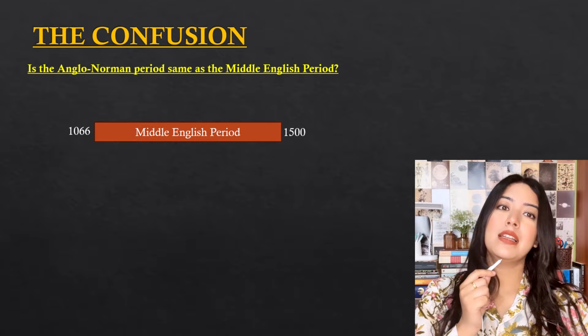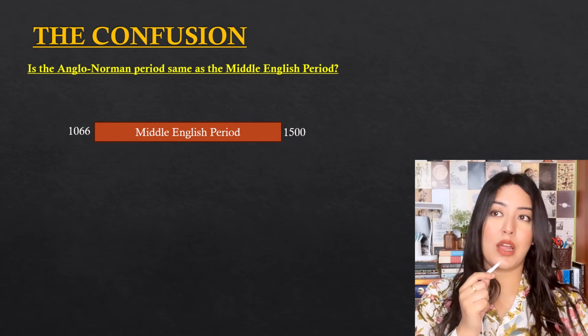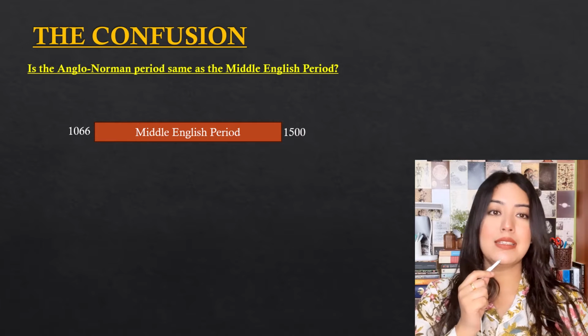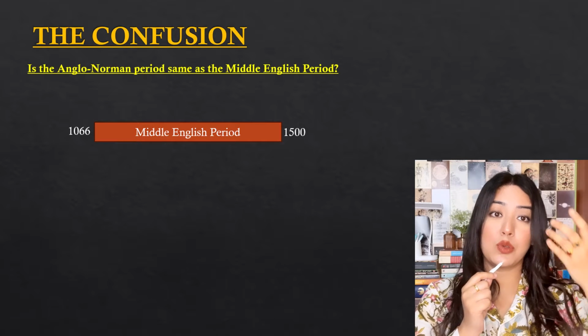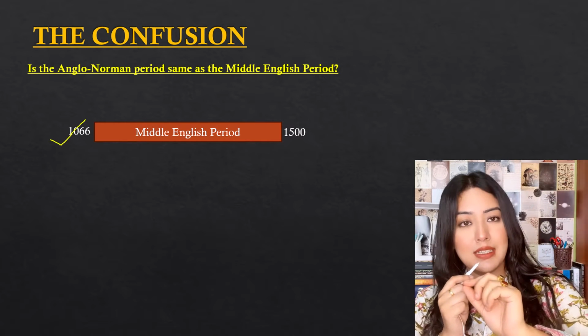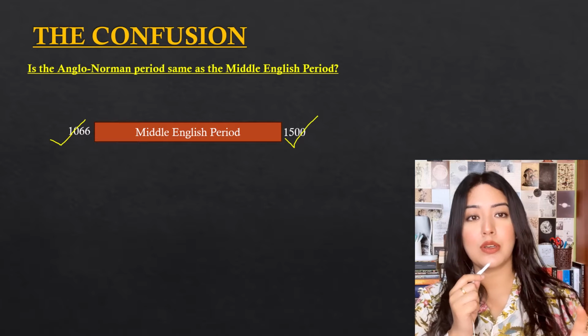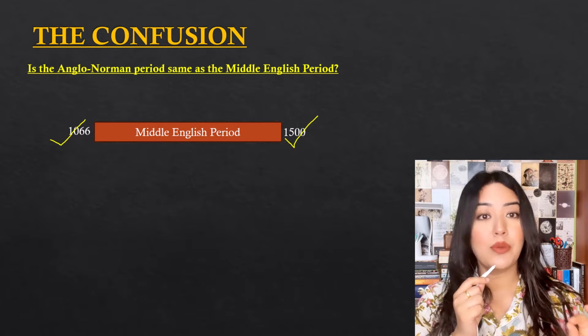We have to understand a concept here. We have to understand a timeline. So let's take 1066 AD. The Normans have conquered England. They have made their way to England. Now they're going to settle there. From 1066 AD to 1500, it is known as the Middle English period.